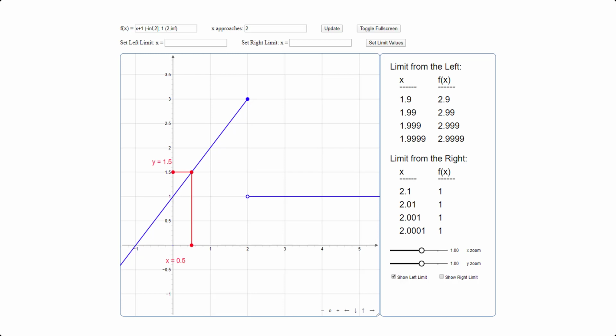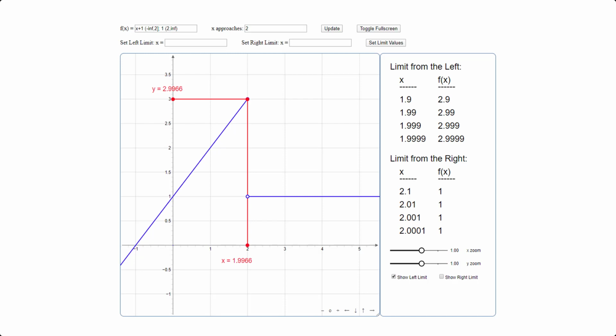So for values that are less than 2, but approaching 2 on the x-axis, the y values are increasing, and we want to increase to 2. So as I get closer and closer to 2, those y values are getting closer and closer to the value 3. So the limit from the left is 3.